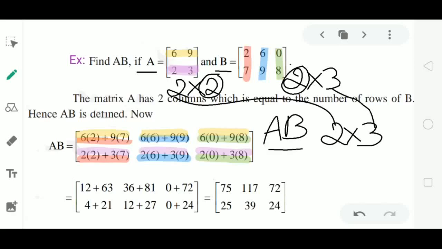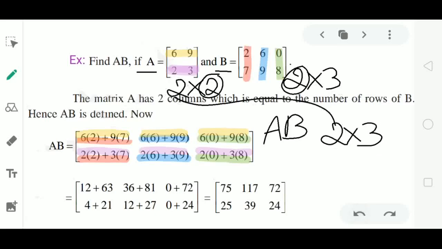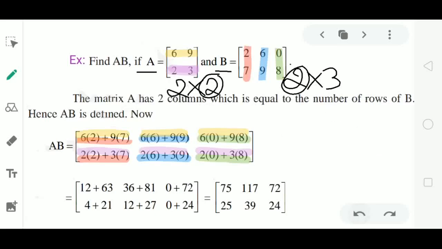The order of this product matrix will have number of rows which is same as number of rows of first matrix A and number of columns which is same as number of columns of second matrix B. So the order of AB is here 2 by 3. Now, how can we find the element of this matrix AB?